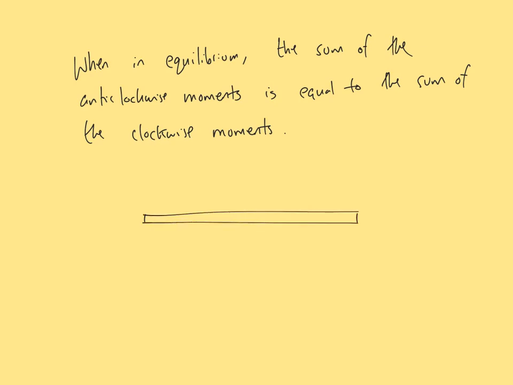So let's have a beam, let's stick a pivot over here, let's put some forces on. So if I've got a force here, let's say I've got 10 newtons, and let's make that be 2 meters away from the pivot, perpendicular distance. Let's have a 2 newton force, and let's have that 3 meters away from the pivot. And then let's have another force here that we're going to call X, and we don't know what that is, but that's going to be a total of 5 meters away from the pivot.